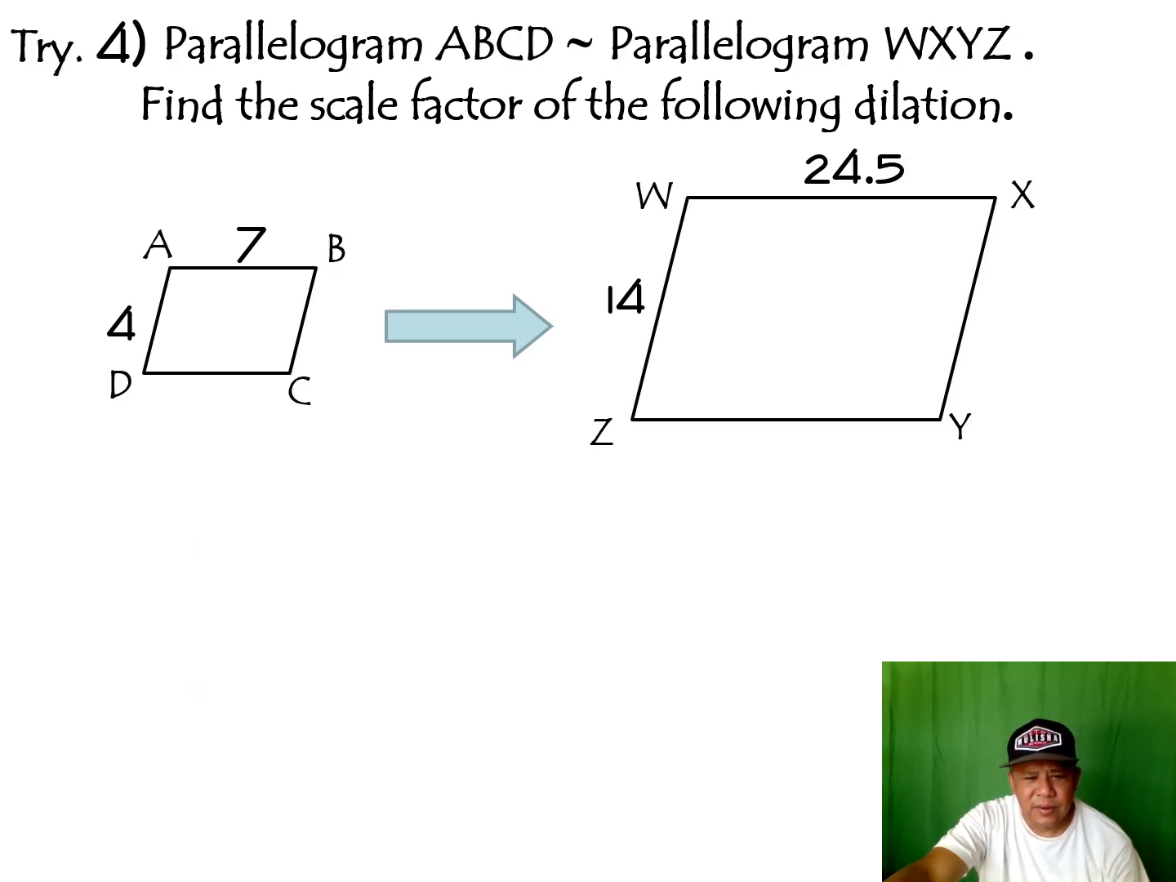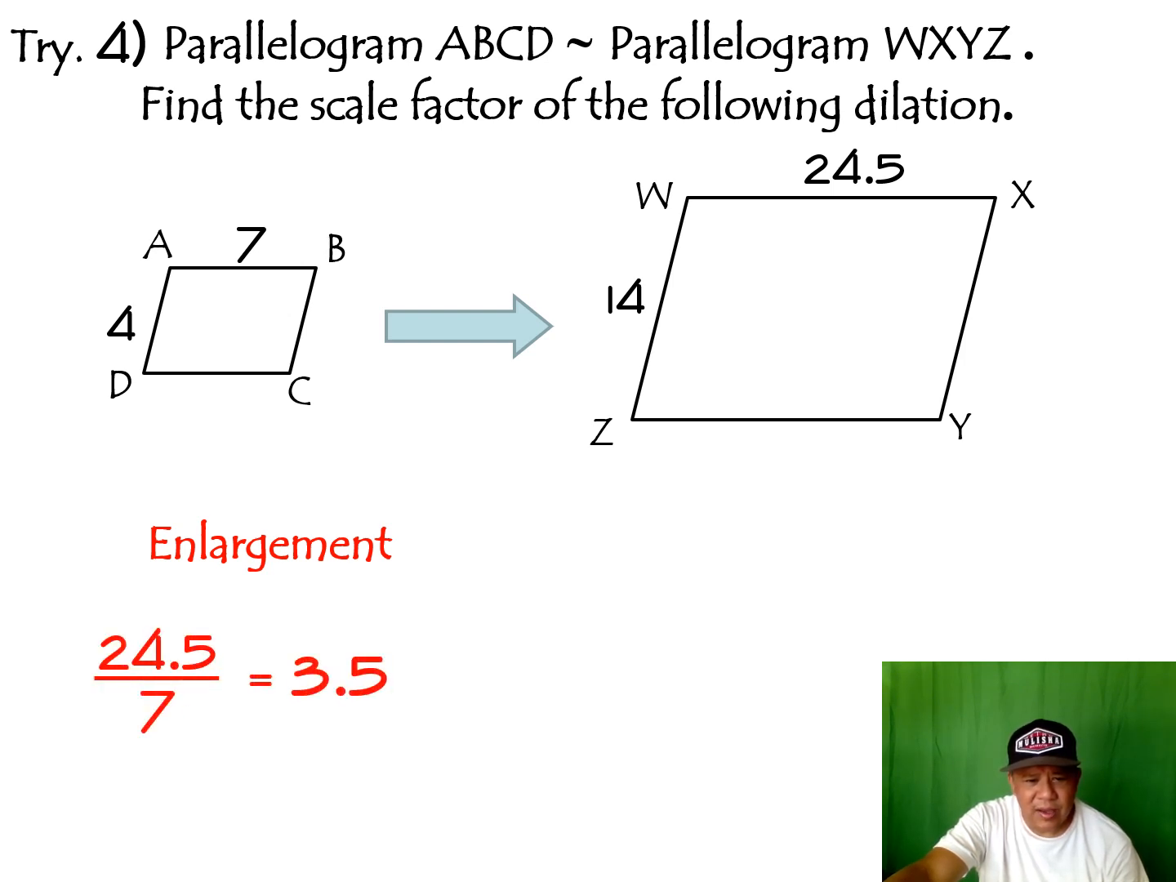So here's number 4. Again, what's happening? Enlargement or reduction? As you can see, it's getting bigger, so it's obviously an enlargement. Again, pick any number, it doesn't matter. It's always the right side divided by the left side. So 24.5 divided by 7 is 3.5. So the figure is 3.5 times bigger.